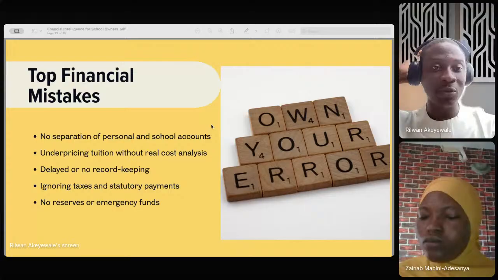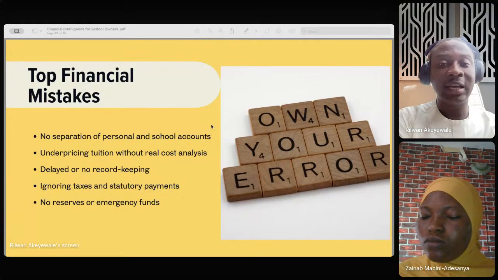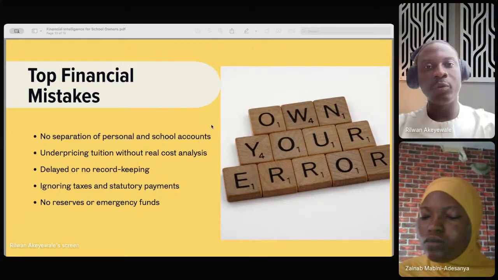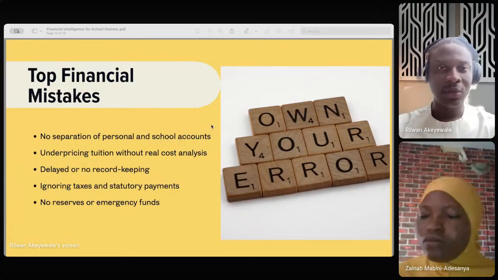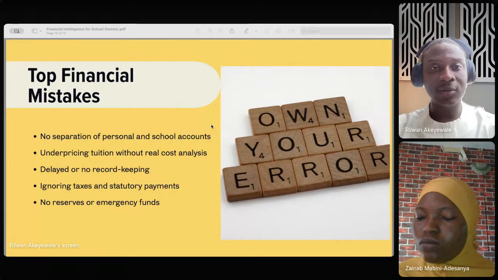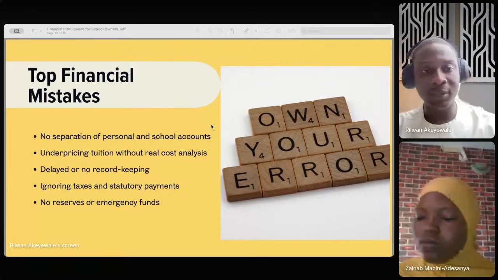That is how you'll be able to track everything that goes into the business account and everything that comes out of the business account. Don't mix your own personal expenses with the school's expenses. Don't use the school's bank account as your own personal account. Don't receive personal money into the school account. Separate the school account from your own personal account.